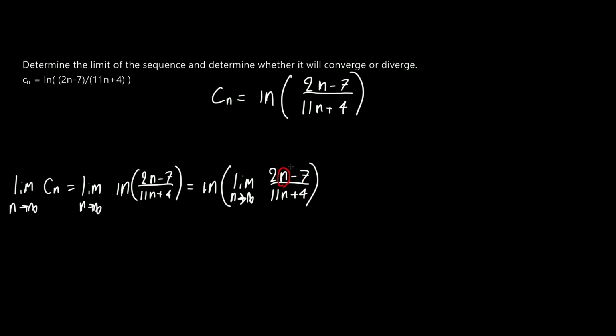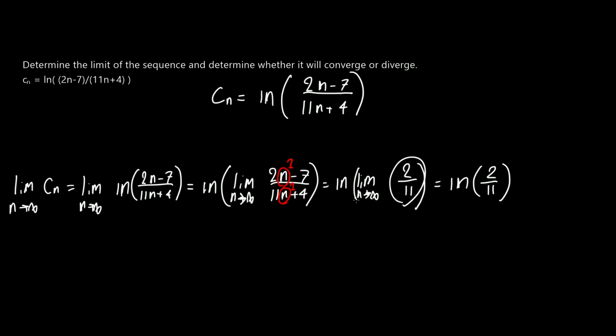So up here, there's a degree of 1, and the same goes for the denominator. So we can use the trick that we used last time to make this a little bit more simple. So this is going to equal the natural log of the limit as n approaches infinity of 2 over 11, since we only care about the leading coefficients now. So this ends up equaling the natural log of 2 over 11, since this is going to be a constant graph that never changes as we move n to infinity.